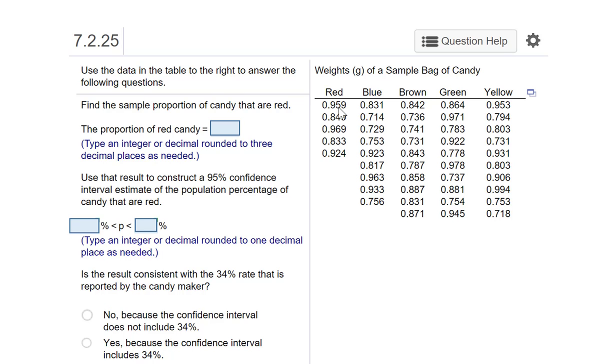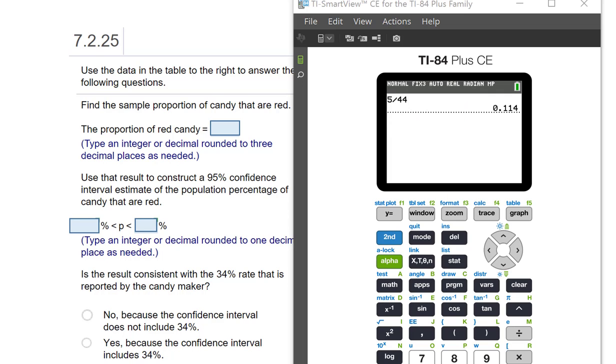So we have 5 red out of how many total candies? If you add them up, we have 10, 20, 30, 39, and 5 is 44. So 5 over 44, which is 0.114. So that's what you would put. The proportion of red candies is 0.114.